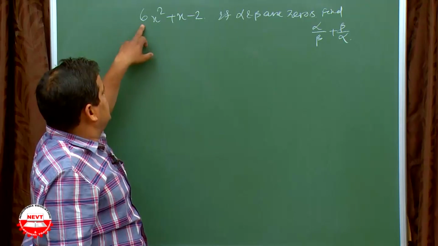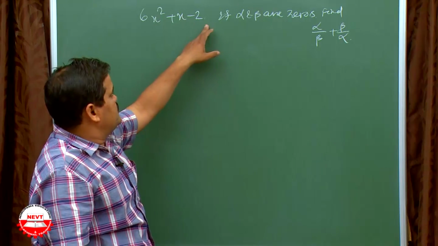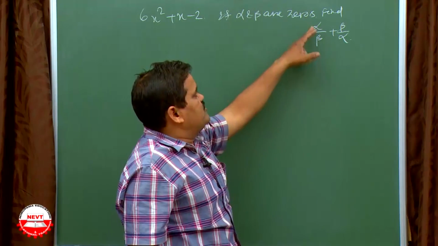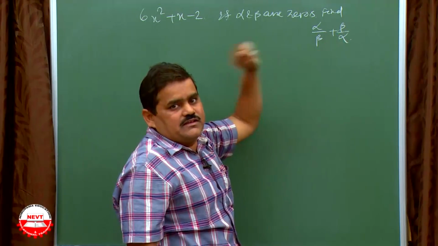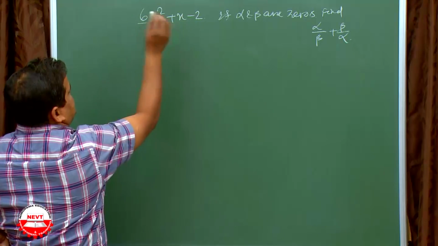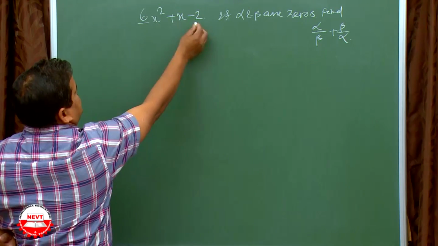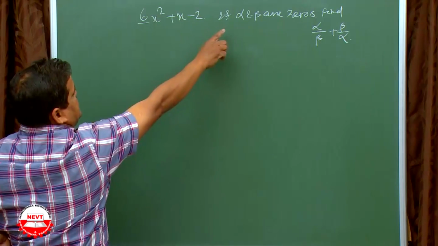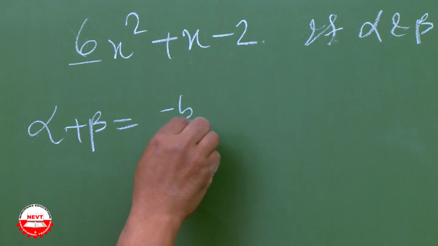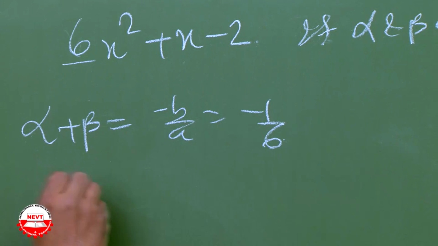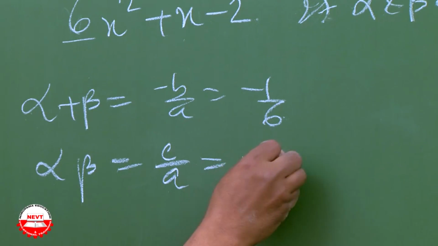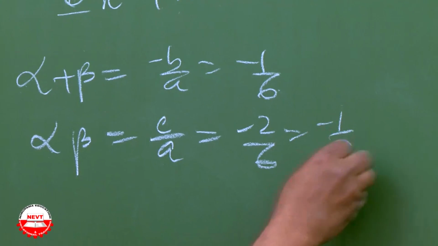This is the equation 6x square plus x minus 2. If alpha beta are zeros of this polynomial, then find the value of alpha by beta plus beta by alpha. It's okay? Here a is equal to how much? 6. B is equal to how much? 1. C is equal to minus 2. Since alpha beta are zeros, what is alpha plus beta? Minus b by a, means minus 1 by 6. What is alpha into beta? C by a, means minus 2 by 6, which is equal to minus 1 by 3.